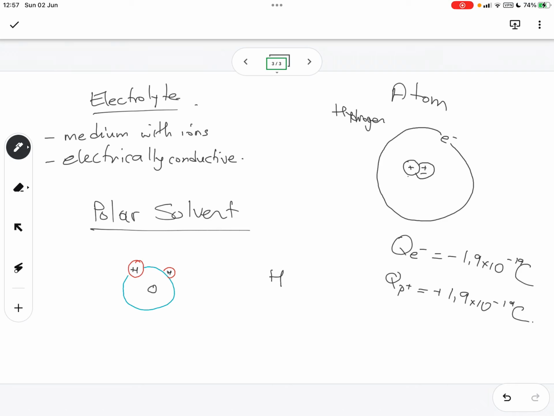The reason why water is a polar solvent is because hydrogen would donate an electron. So hydrogen donates an electron and then it gives you H+. And then when oxygen receives electrons, it becomes oxygen 2 minus, right?